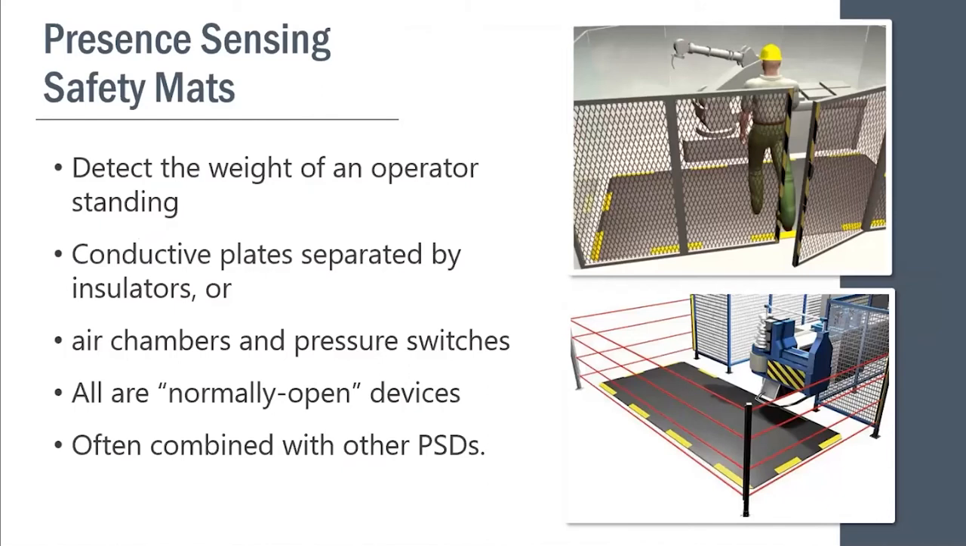The next category is presence sensing mats. These were more common in the past. I think they've really been supplanted by the laser scanners, but they're still out there, usually used in conjunction with something else, but they function by detecting the weight of somebody standing on the mat.